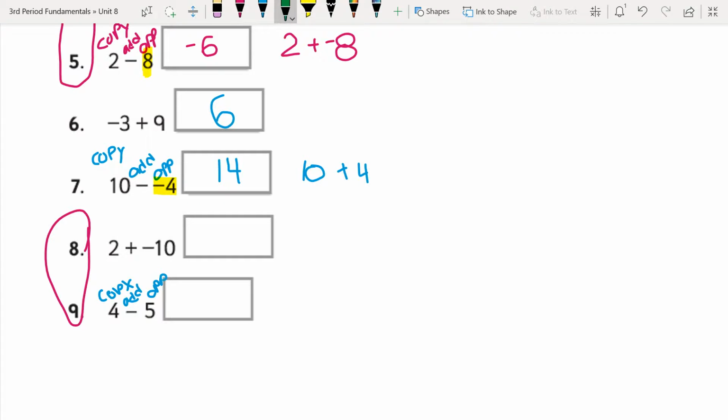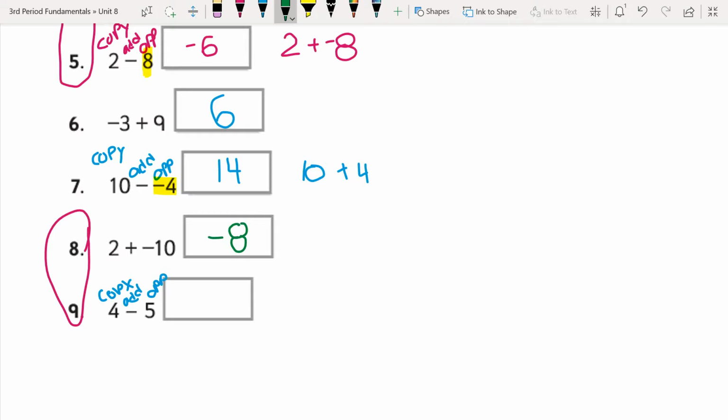Okay, let's see how you did. So we have 2 plus negative 10. Well, I'm looking at, are they different signs? So is one positive, one negative? Yep. So that means I subtract. 10 minus 2, and 10 minus 2 is 8. And I'm going to look at which number is bigger. Well, 10 is bigger, and 10 is negative, which means you should have gotten a negative 8. If you made a mistake, make sure you correct it.